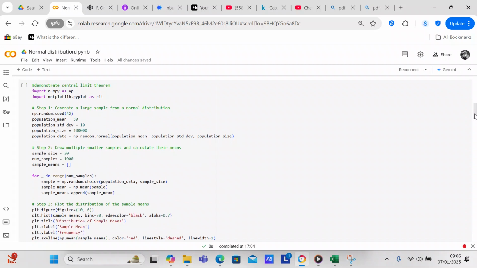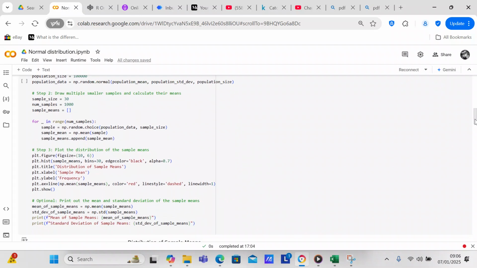So we're going to import NumPy and import matplotlib.pyplot. And then step 1 is we're going to generate a large sample from a normal distribution. So we're going to set our seed as 42, population mean is 50, population standard deviation is 10, population size, I think it's 100,000, population data equals np.random.normal, population mean, population standard deviation, population size. So that's the population that we have just created.